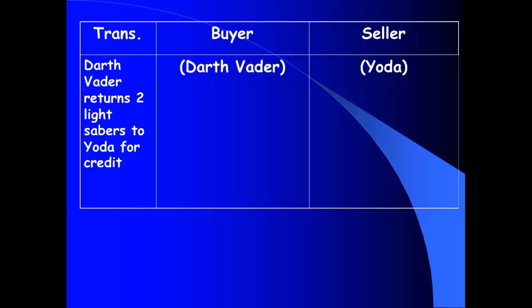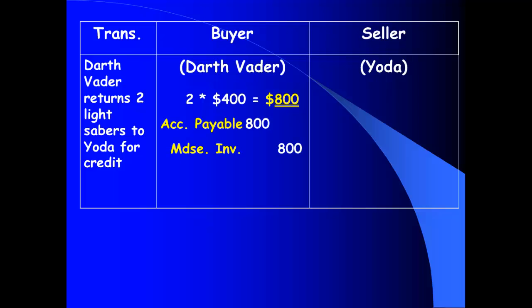What do I have left off? My accounts payable has gone down by $800. Accounts payable is a liability. Liabilities go down with a debit. What else do I have left off? I have less inventory. I sent part of it back. Inventory is an asset. Assets go down with a credit.